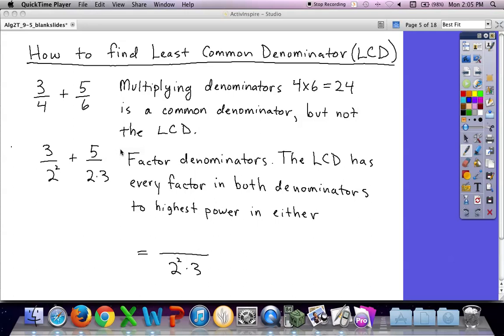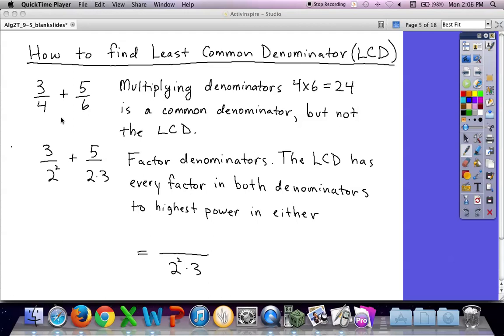Right? So we need to find a common denominator. We need a process for this. And actually, we don't want just any common denominator. We want the least common denominator. There's always a strategy to find a common denominator. If you've got two fractions, just multiply the denominators. That would be a common denominator. In this case, if I multiplied them, I would get 24.